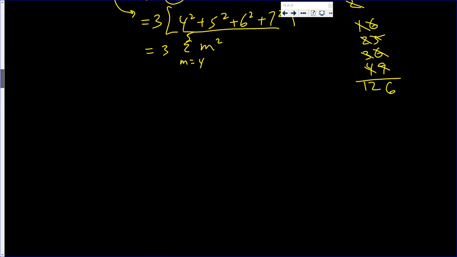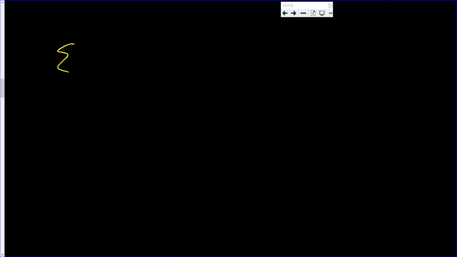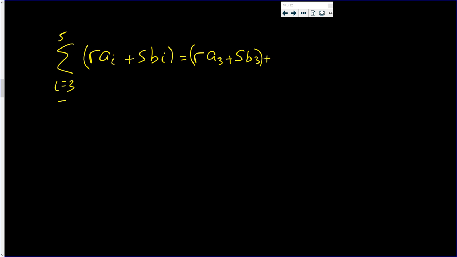Now let us consider this one. Suppose you have the summation of r times a sub i plus s times b sub i, and i is going from 3 to 5. So we get r times a3 plus s times b3. That's when i is 3. Now i is 4. So we get r times a4 plus s times b4. And now i is 5. We get r times a5 plus s times b5.